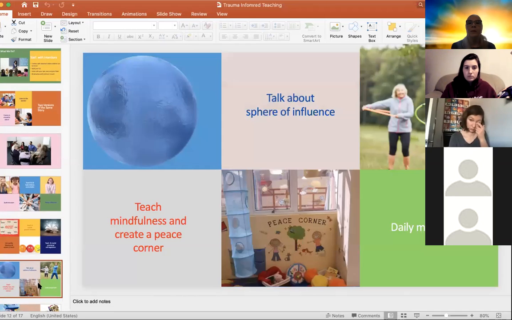The next thing would be to talk about sphere of influence. So this is an interesting one. This is the work of Stephen Covey. And what he says is that in our lives, we do have a sphere of influence. In other words, things that we can control and things that we can't. The reality is kids are not going to be able to control their parents' addictions or their parents' fighting or poverty or racism. They can't control it. But what they can do is know what's inside their sphere of influence so that they can have a measure of control. In their sphere of influence, they could talk to a teacher or talk to a family friend. So let them know about sphere of influence and what they can and can't do.